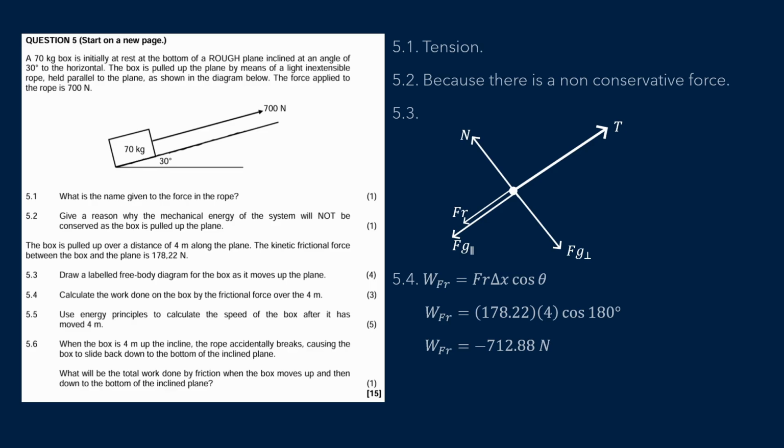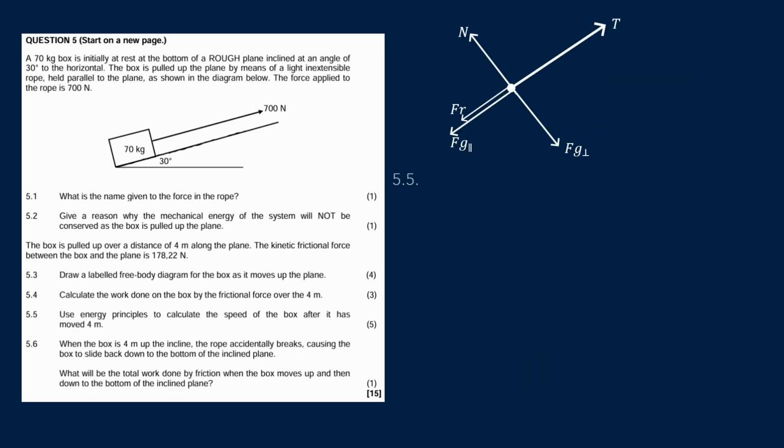5.5. Use the energy principle to calculate the speed of the box after it has moved 4 meters. I've cleared the previous questions to make some space. I've only left the free body diagram because that's going to help me in this question. The first step is to write down the work-energy formula, which states that net work is equal to change in kinetic energy. Expanding that formula, the net work in this question is the work done by friction, the work done by the force of gravity, and the work done by tension. That is the net work. Three forces are doing work: the tension, the friction, and Fg parallel.